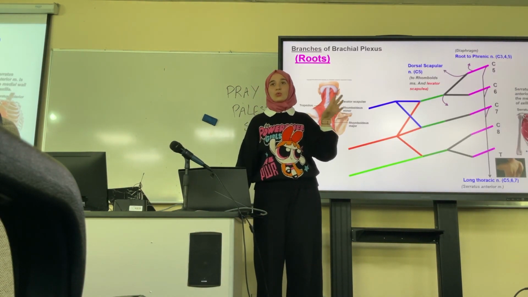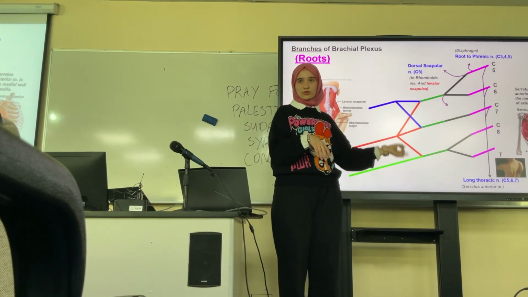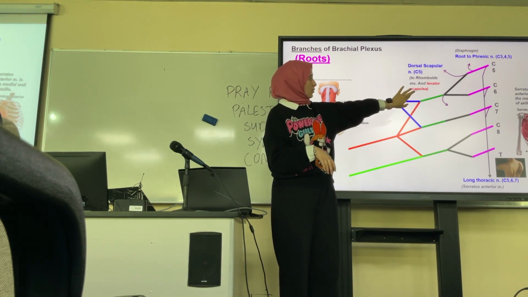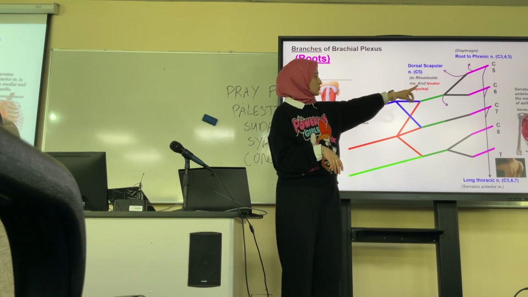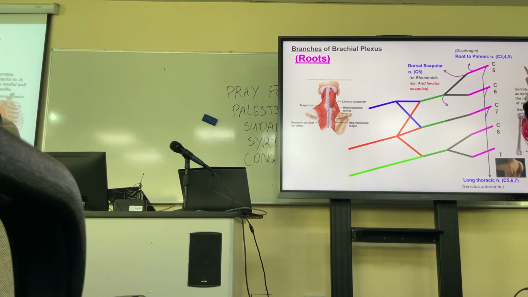Now we're going to understand the branches that come off the roots, the trunks, etc. For the roots, it's only the ones above. First, the most important one, you're going to have many questions: C3, 4, 5. You won't have questions about this, but you should know it for next year. C3, 4, 5 keeps the phrenic alive, which supplies the diaphragm. If we cut it, death, because they can't breathe anymore. This is very important.